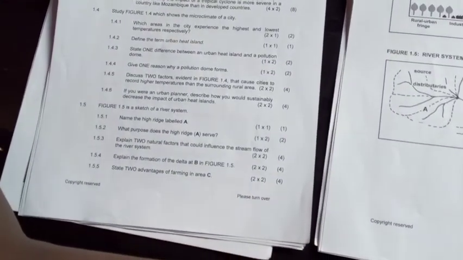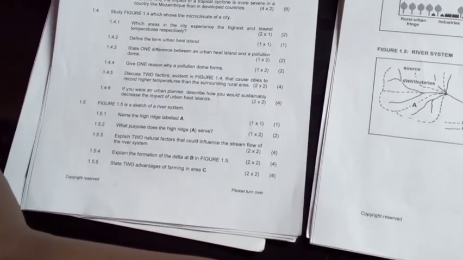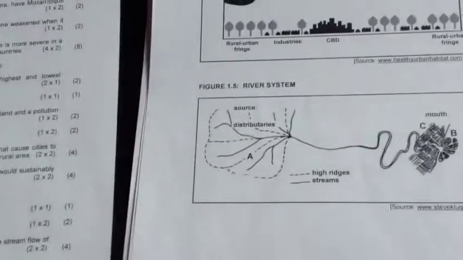Now, question 1.4.5. Can you discuss two factors evident in figure 1.4 that cause cities to record higher temperatures than the surrounding rural area? Urban areas record higher temperatures because of artificial surfaces like the pavings that absorb more heat during the day. The buildings also increase surface area that absorb heat.